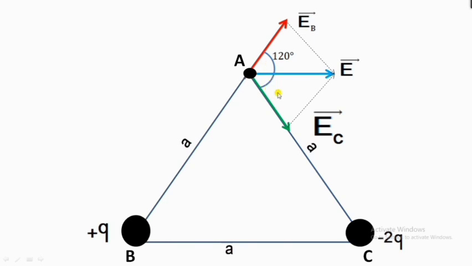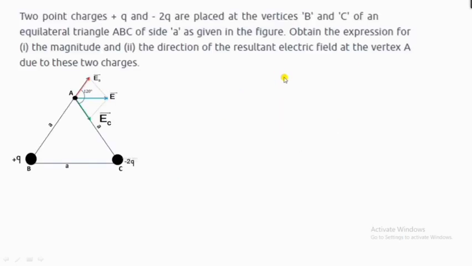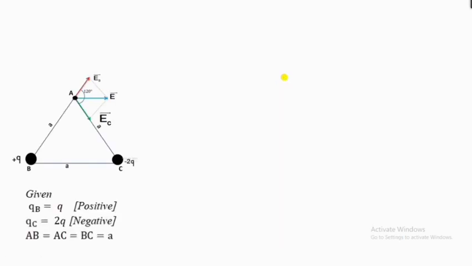Direction means angle with one of the vectors. So this is the same diagram I have used. Out here I have not used negative in the calculation, it will make our calculation easy. So all the distances are A.